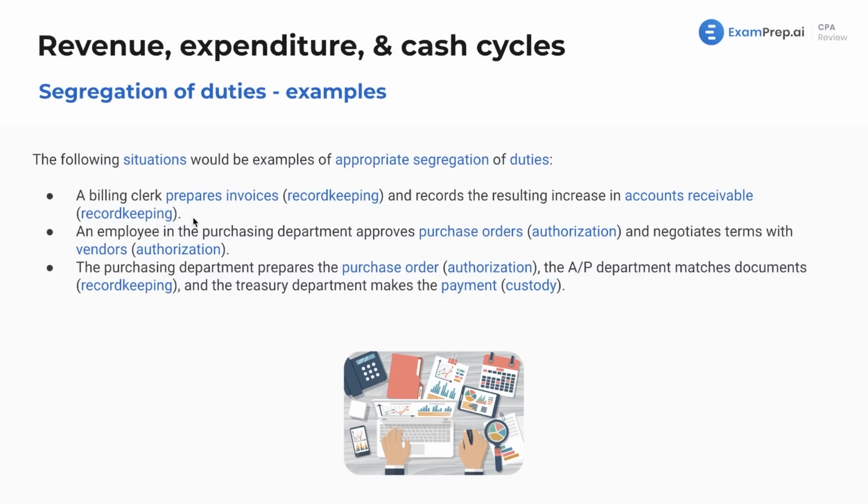Also record keeping. You see here, whenever you're seeing an example, and asking is this proper segregation of duties? Well, are they doing something that is within the same vein of the three: authorization, record keeping, and custody? In this case, they are.